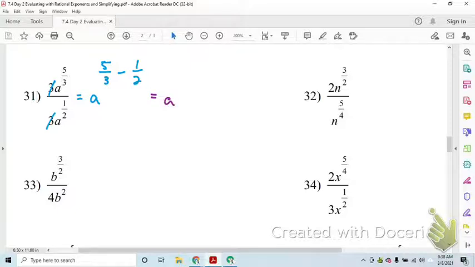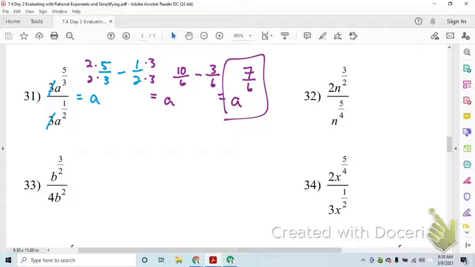So I need to get common denominators here. They both go into 6. I'm going to multiply this first fraction by 2 over 2, get 10/6. This next fraction, it's still subtraction, multiply by 3 over 3, and I get 3/6. Okay, now we're going to subtract, 10 minus 3 is 7. Keep the denominator. So a to the 7/6 is going to be what we need right there. Now, number 33, the 4 is going to stay there. So as weird as it is, there's a 4 there.